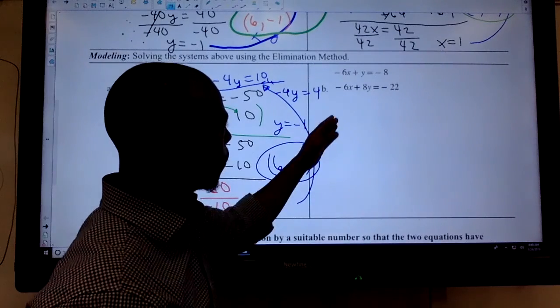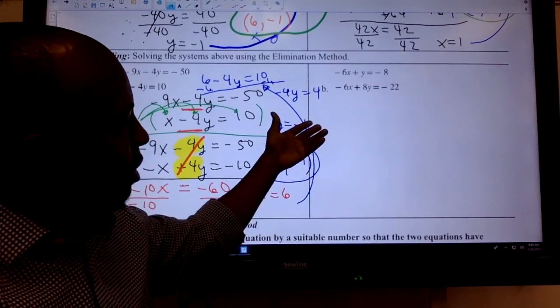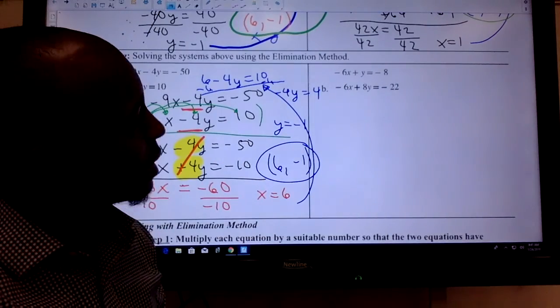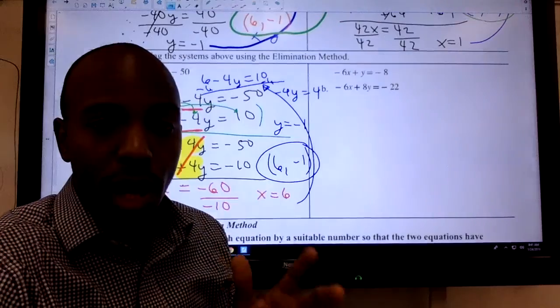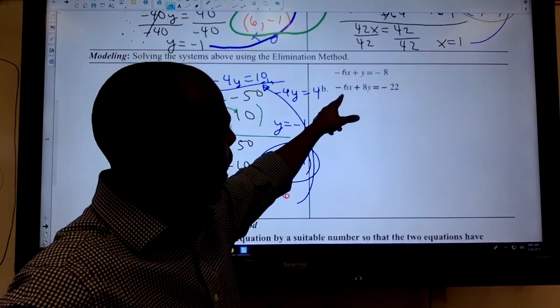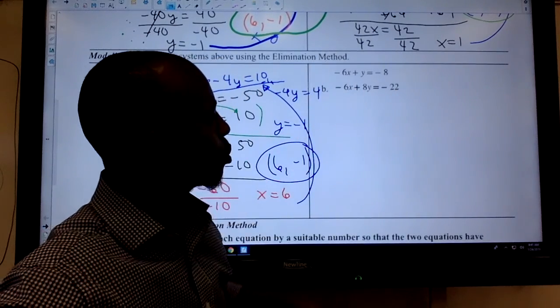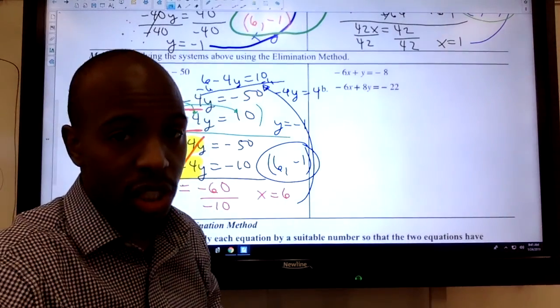So when I go over here, I have two equations. Negative 6x plus y equals negative 8. Negative 6x plus 8y equals negative 22. I need to cancel out a variable. In this case, yes, the x's have the same number, which means if I subtract the bottom one, this will become a positive 6x, a negative 8y, and a positive 22, and then I'll be able to cancel out the x's. That's a fine method. You can definitely do that.